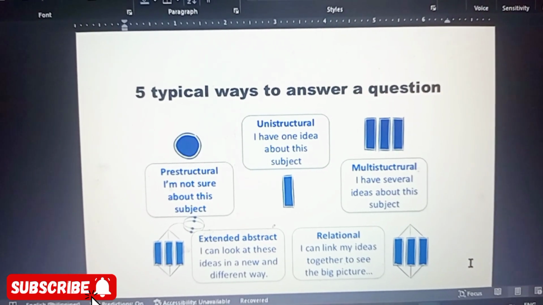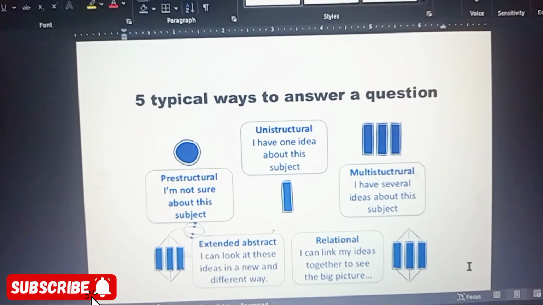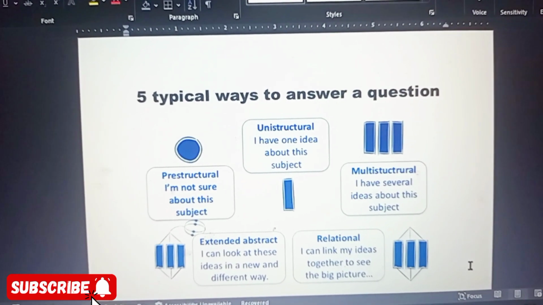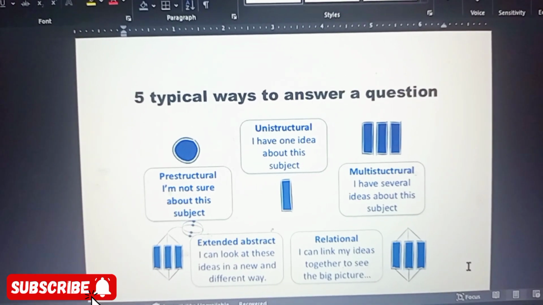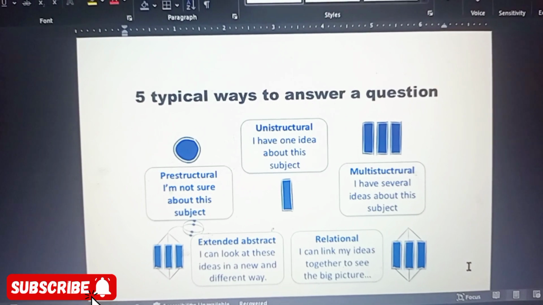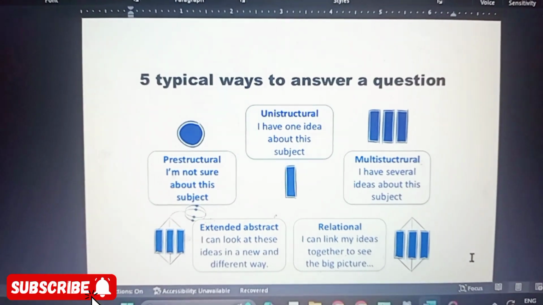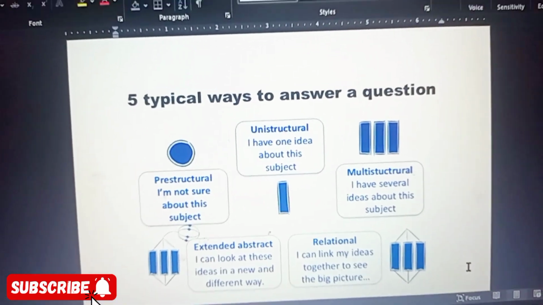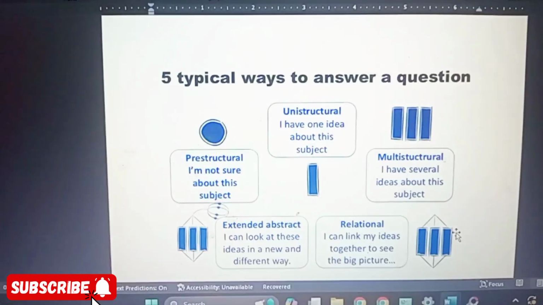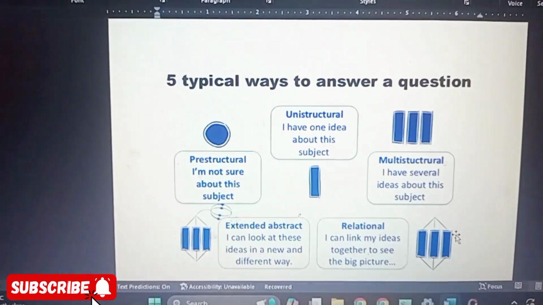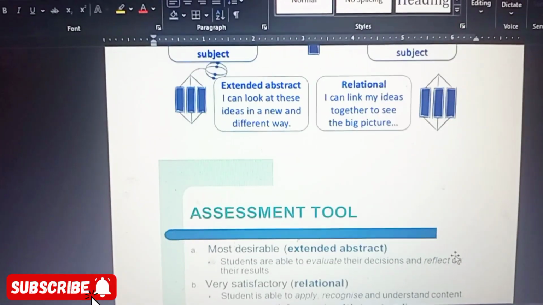Next, extended abstract. I can look at these ideas in a new and different way. So here, the students can apply in real life situations what he or she studied or knows. They can apply that in real life situations, right? So this explains how pre-structural, unistructural, multi-structural, relational, and extended abstract work.